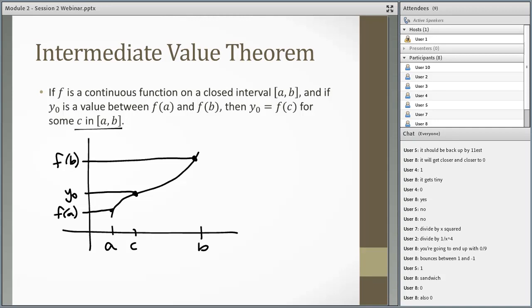So how we can use this is, if we're trying to determine the solutions to an equation or how many solutions there are, for example, we can use the intermediate value theorem. So again, if we have some value c that's somewhere in between a and b, then the y value at that point is somewhere in between the y values at the points a and b. That's all it's saying.